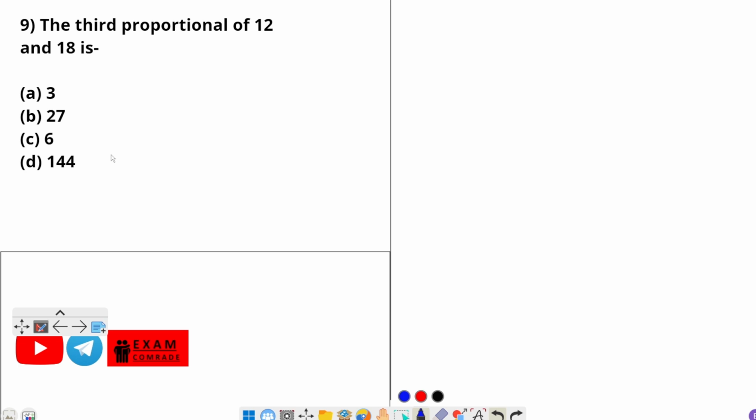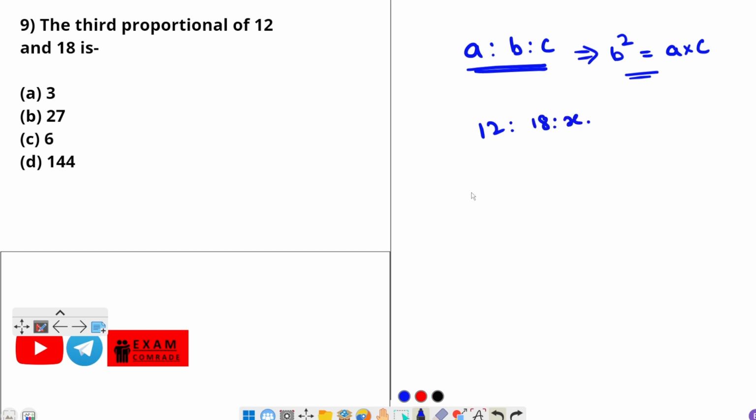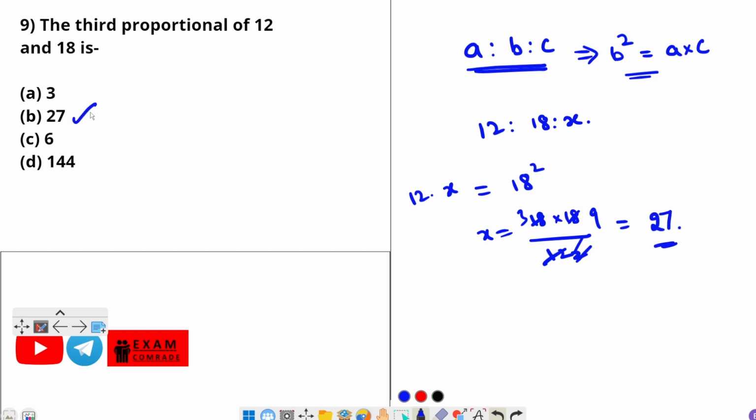Next question, the third proportional of 12 and 18. Okay, let's suppose A, B, C are in proportion, then we can write that B square is equal to A into C. In this question it is saying that 12, 18 and X are in proportion. That means 12 into X is equal to 18 square. X is equal to 18 into 18 by 12. 6 2s are 12, 6 3s are 18, 2 9s are 18, that is 27. Okay, this is a simple question. I just included it to say about third proportional.